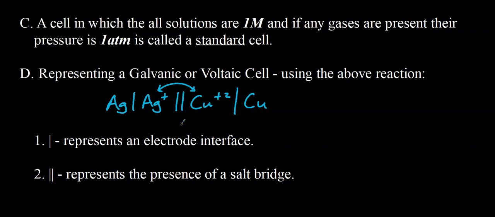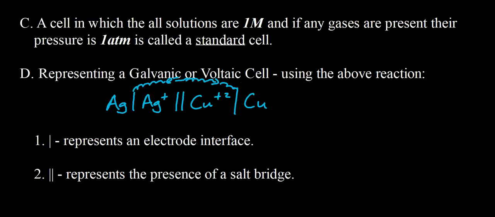Now, it's also general convention to put whatever's being oxidized on the left side. So in this case, we have the silver metal being oxidized, and whatever's being reduced on the right side. In this case, we have copper 2 that is being reduced. But don't assume that this is correctly drawn. This is by convention. So technically, we have these wires here, and the electrons are going in this direction through the wires.